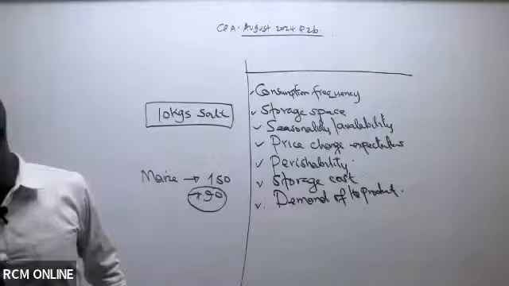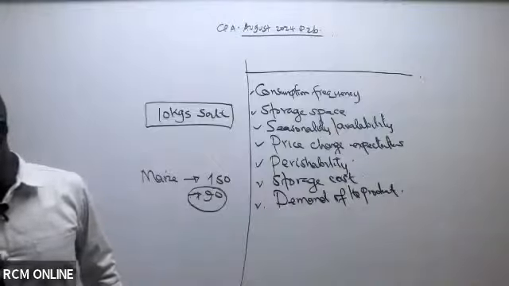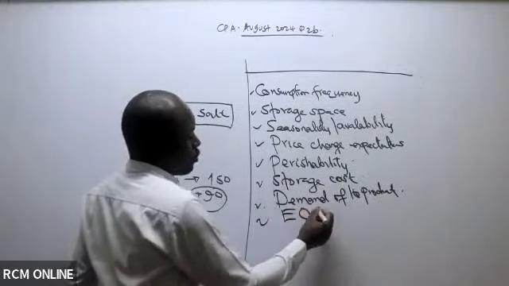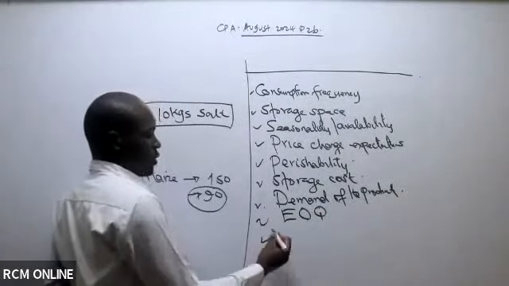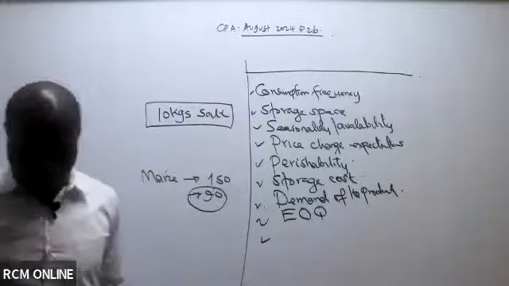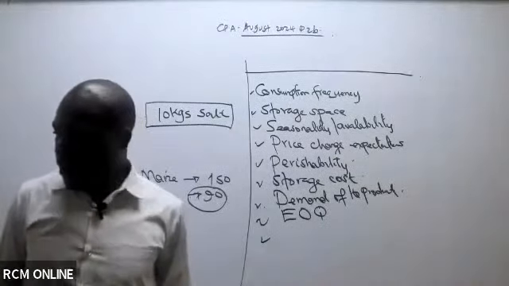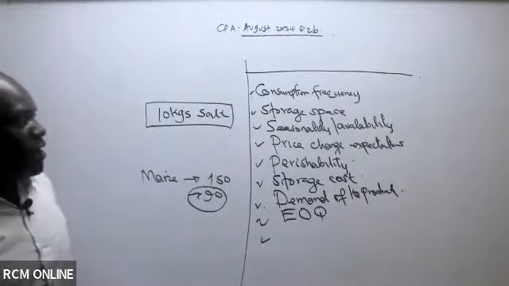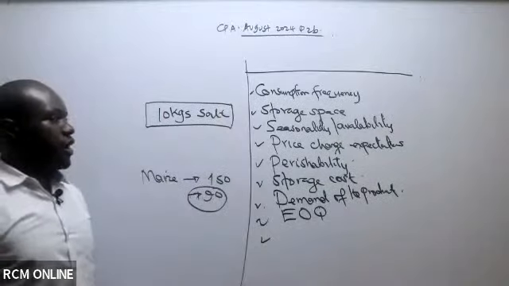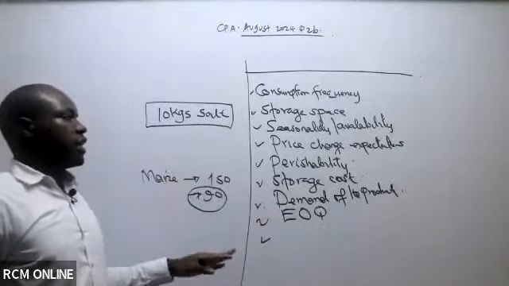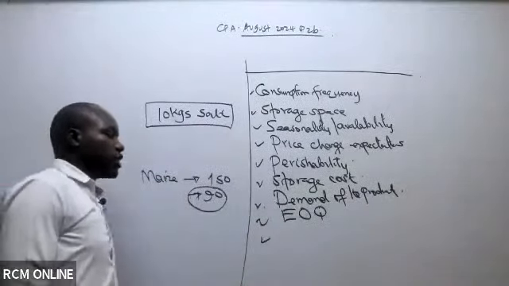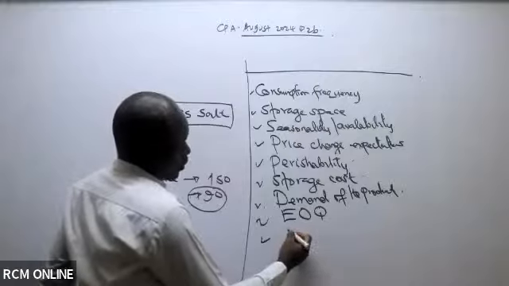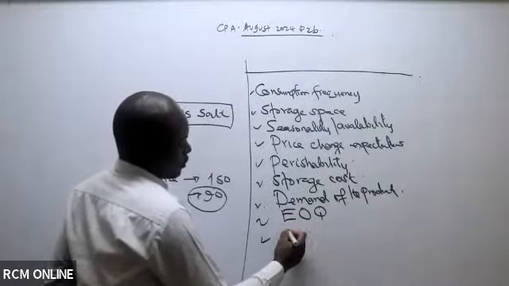Cash flow. Economic order quantity is a factor. Thank you. I can see those who are making good use of our notes. Any other factor? Cash flow. You can be having enough space and regulated temperature, but now you don't have money. So we talk about affordability or cash flow.